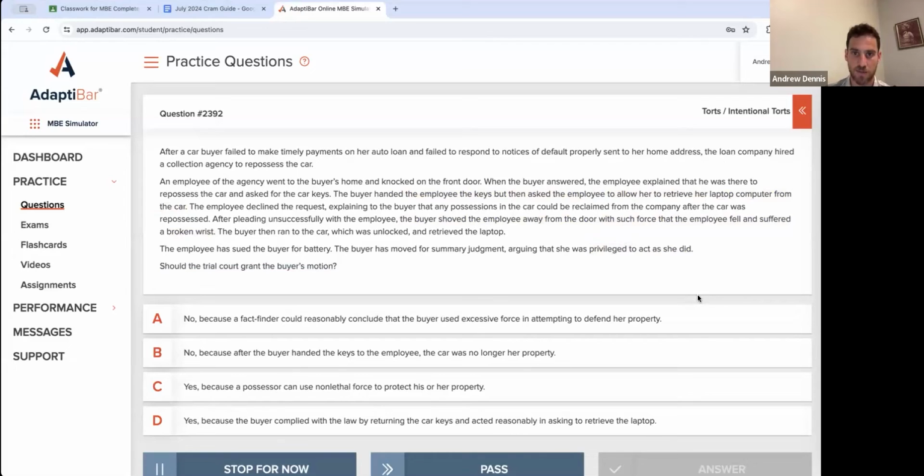The buyer handed the employee the keys, but then asked the employee to allow her to retrieve her laptop computer from the car. The employee declined this request, explaining to the buyer that any possessions of the car could be reclaimed from the company after the car was repossessed.